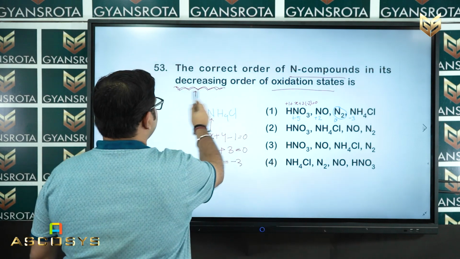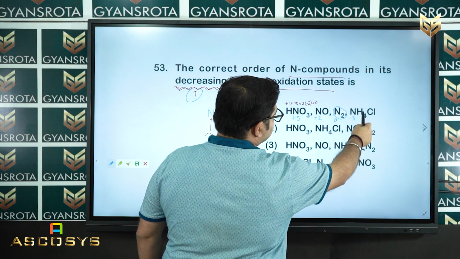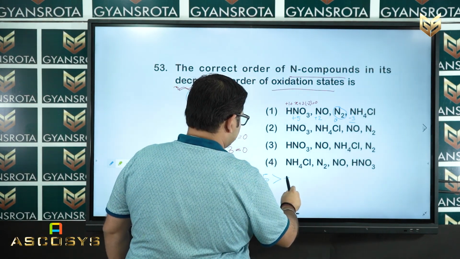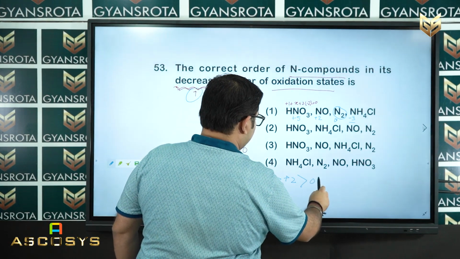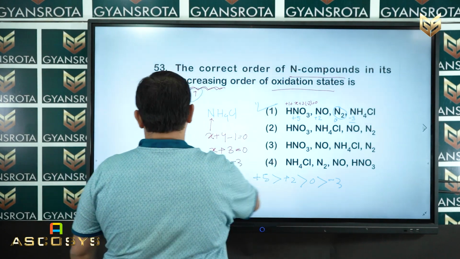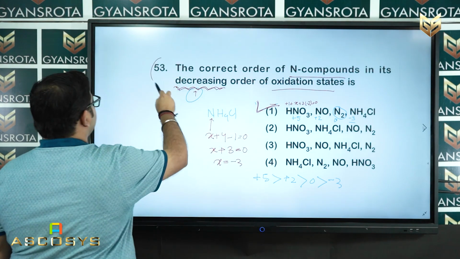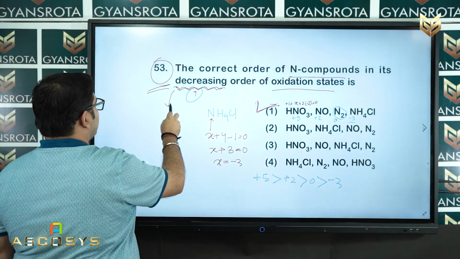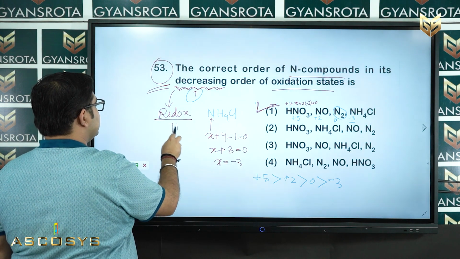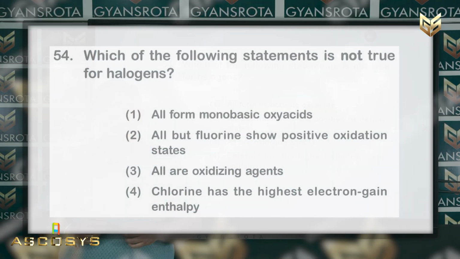Now, they are saying that decreasing order means who having the lowest, it will be go down. So, see here the -3. So, the oxidation state +5, +2, then 0 and then your -3. So, option number 1, if you see, this is the correct answer of your question number 53, and this question is coming from redox chapter of your class 11 NCERT. So, question number 54 is on the screen.